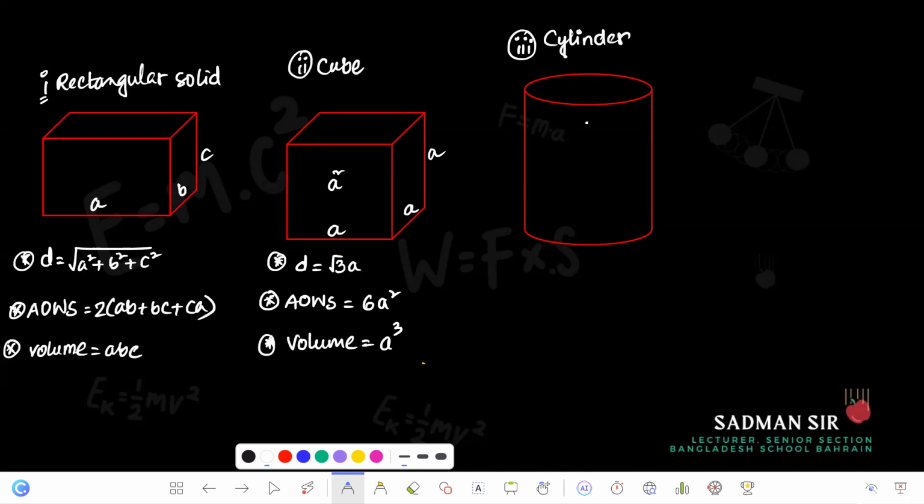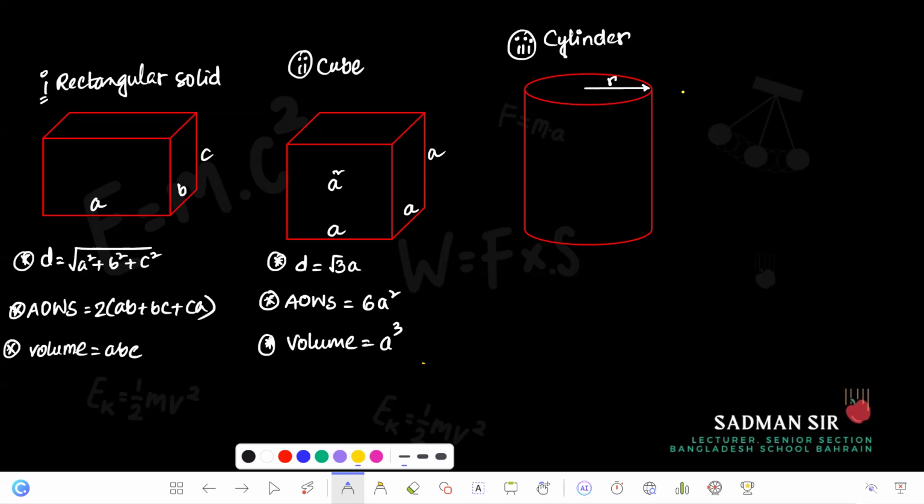Cylinder. In case of a cylinder, there is no length, breadth, height. There is height, but there is no length and breadth. Rather, we will be measuring the radius from the center. The top surface and the bottom surface is a circle. That is why there will be a radius. And then the height of the cylinder.